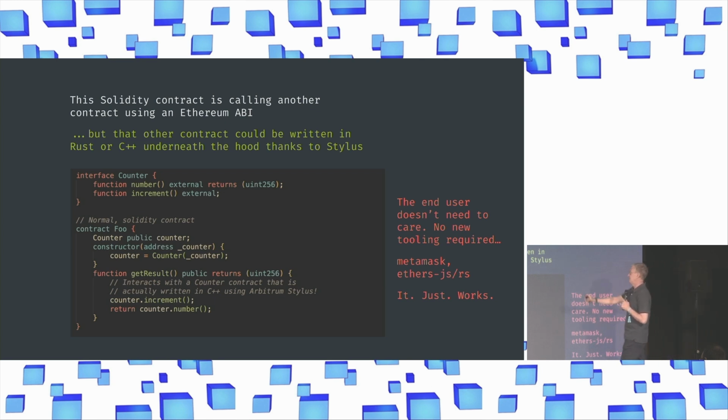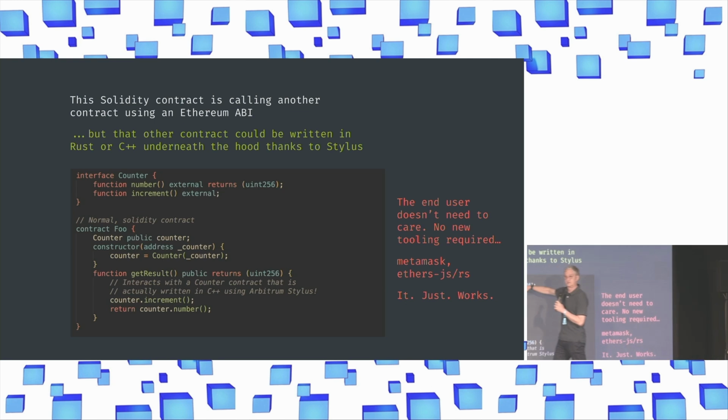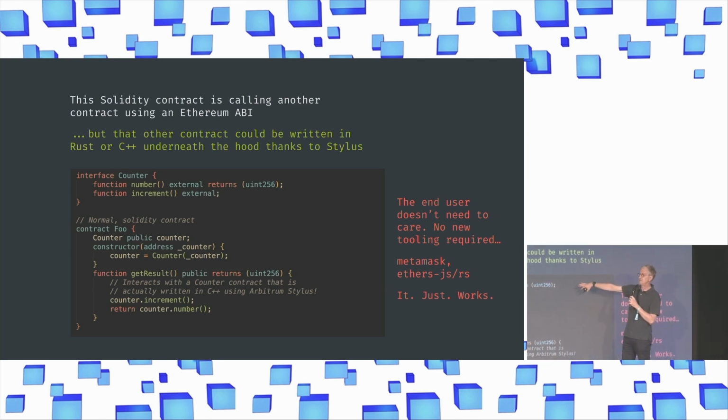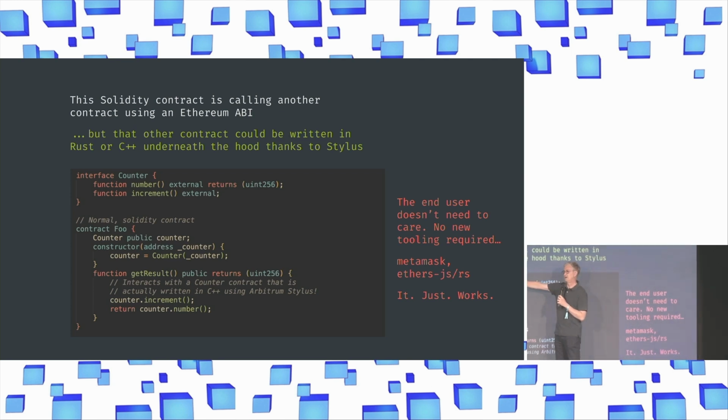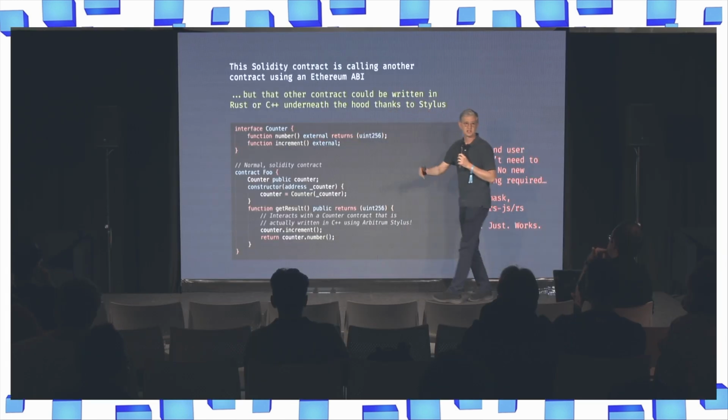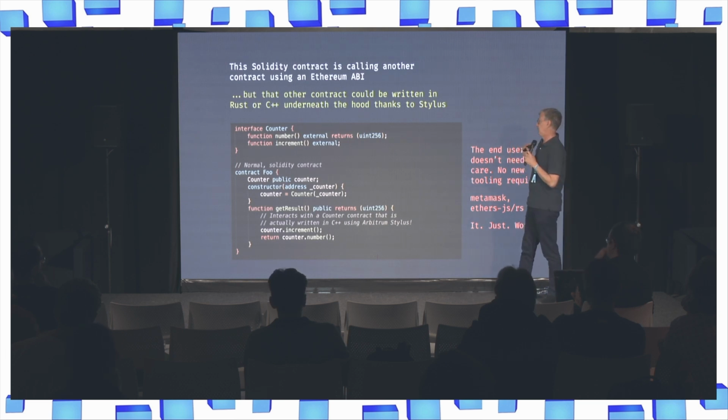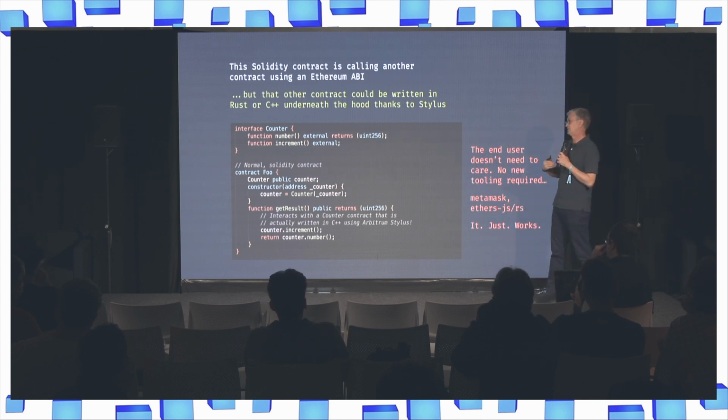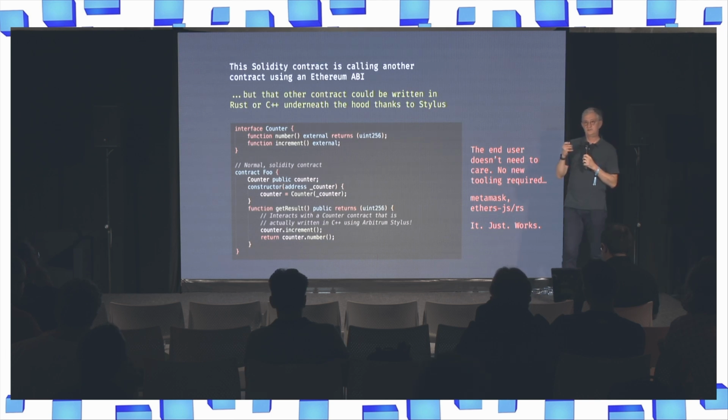So here's an example. Here's a Solidity program. We've got this contract Foo, and it's calling some contract that satisfies this interface Counter. This is what you would write if you were in an entirely EVM world and you wanted to have this counter contract. Now, in Stylus, if this counter contract were implemented in Rust, you wouldn't have to change anything. This code doesn't need to know what language the thing it's calling is written in. And it works the other way as well. If you're calling from Rust, you don't need to know. The end user doesn't need to worry. The user experience is just the same, except stuff is faster and cheaper.